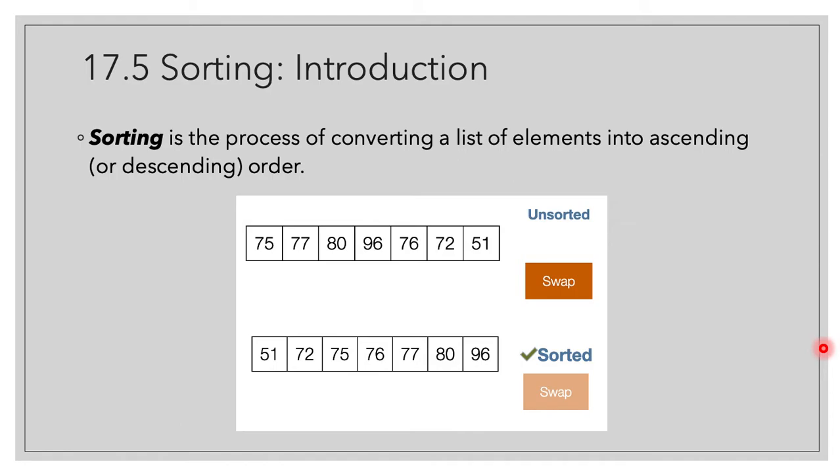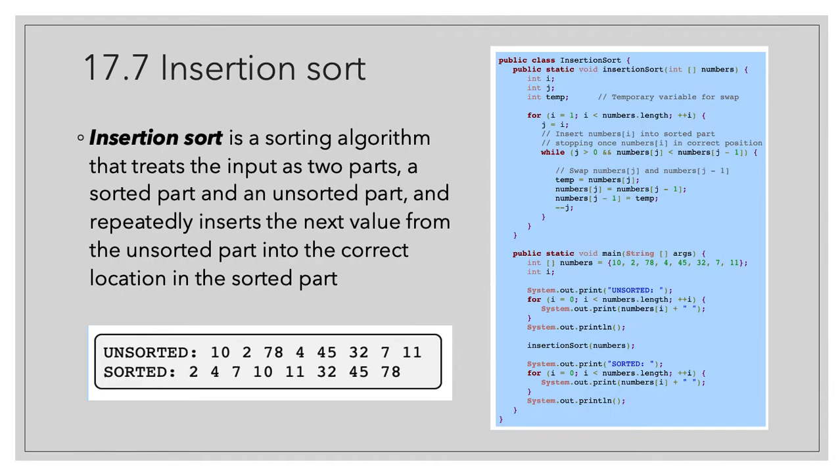Other than that, we have insertion sort. This is basically a sorting algorithm that treats the input as two parts, a sorted part and an unsorted part, repeatedly inserting the values from the unsorted part into the correct location of the sorted part.